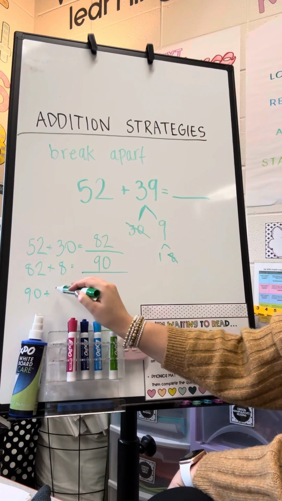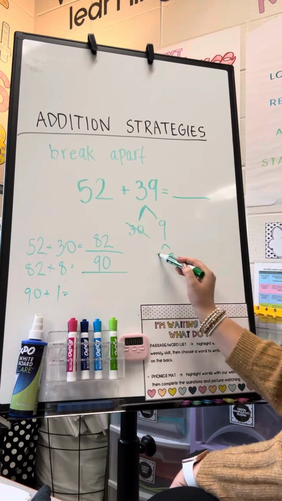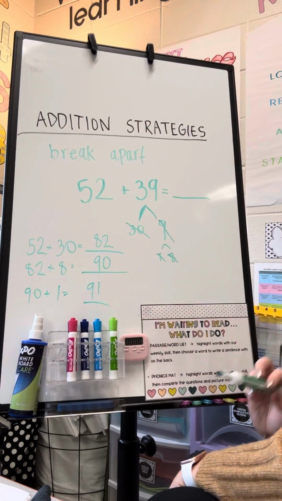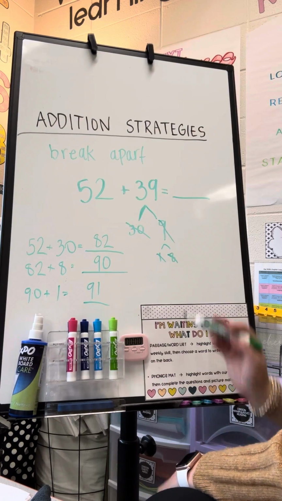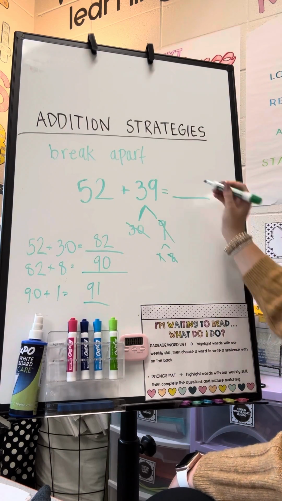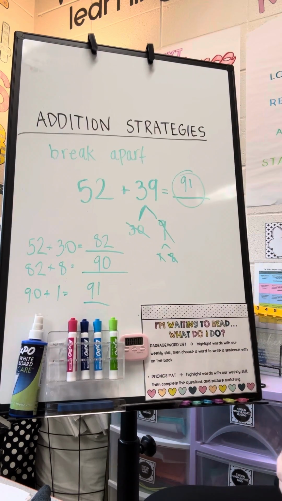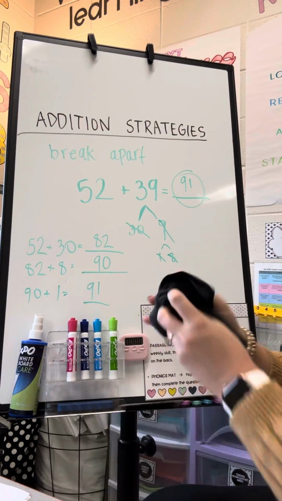And that is only if it's needed for your student. If they need to break it up and take that extra step, they are welcome to do that. It's whatever works best for them, whatever helps them. If they don't need to do that, great, more power to you. So then 91. That's our fourth strategy, break apart.